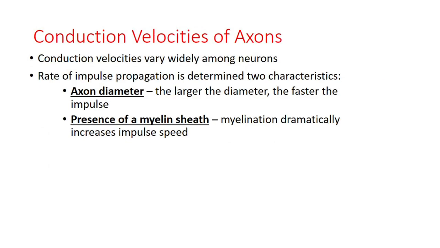Next, we're going to be looking at conduction velocity a little bit more and see how we can combine axon diameter and the presence of a myelin sheath and how that affects conduction velocities for the action potential.